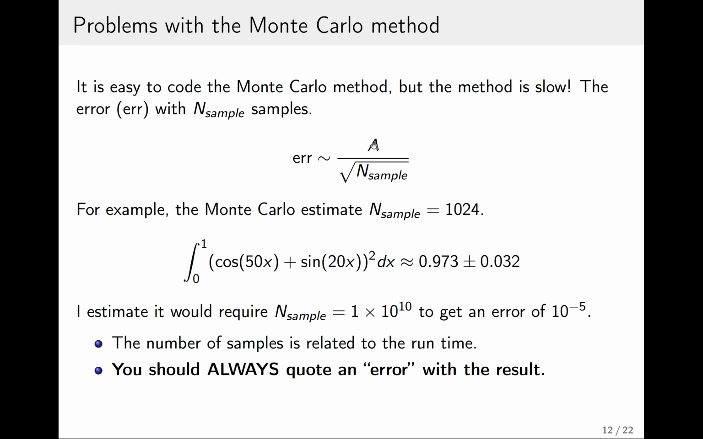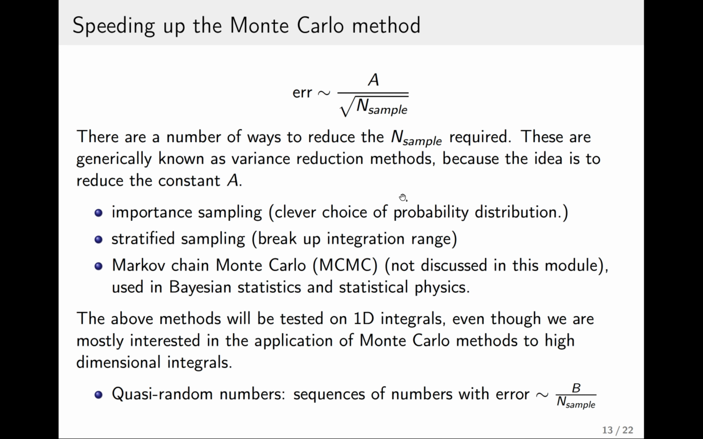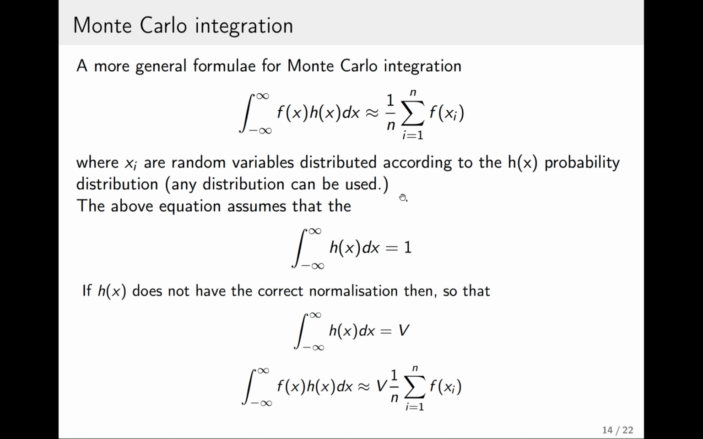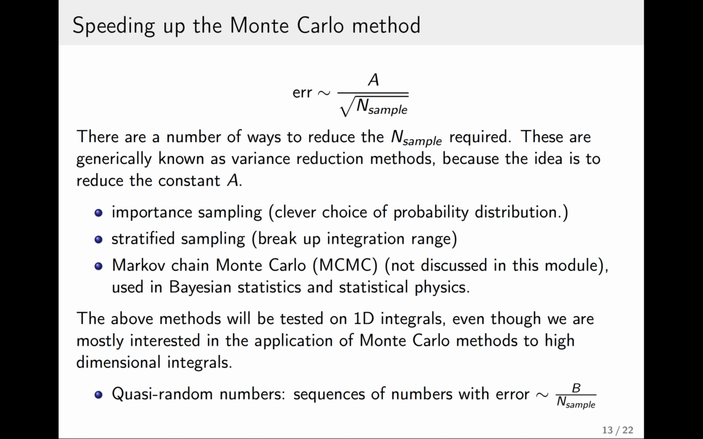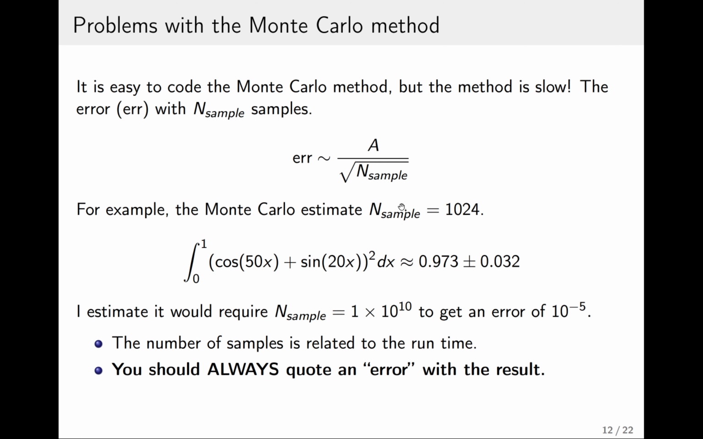And then you can use this formula here. I know what the error is here, 0.032, and I know the number of Monte Carlo samples, so I can solve for A. And then once I have A, I can estimate how many samples I need to get a given error. And what I claim from this example is I need around 1 times 10 to the 10 samples to get an error of 10 to the minus 5.